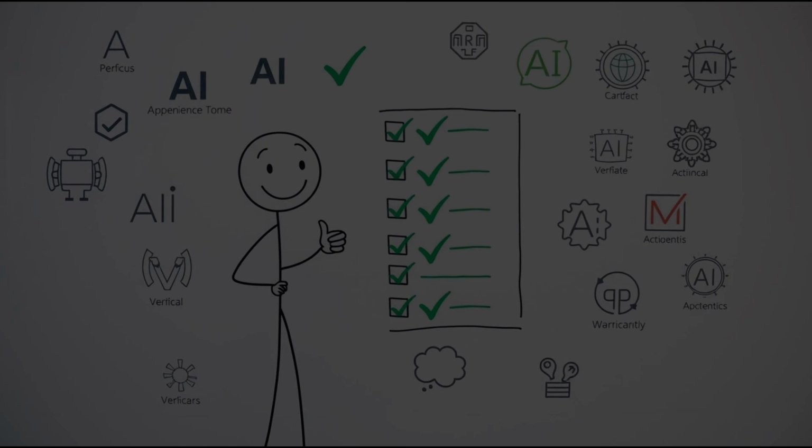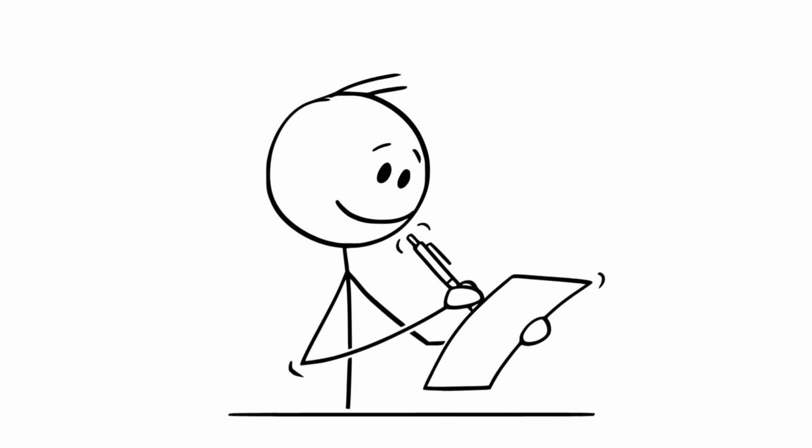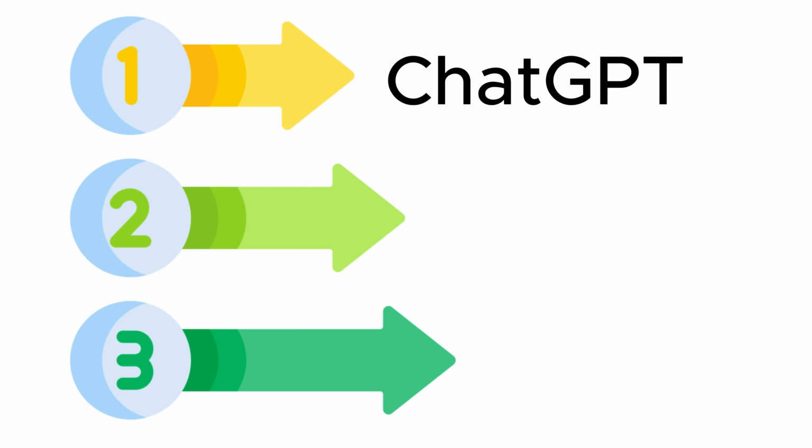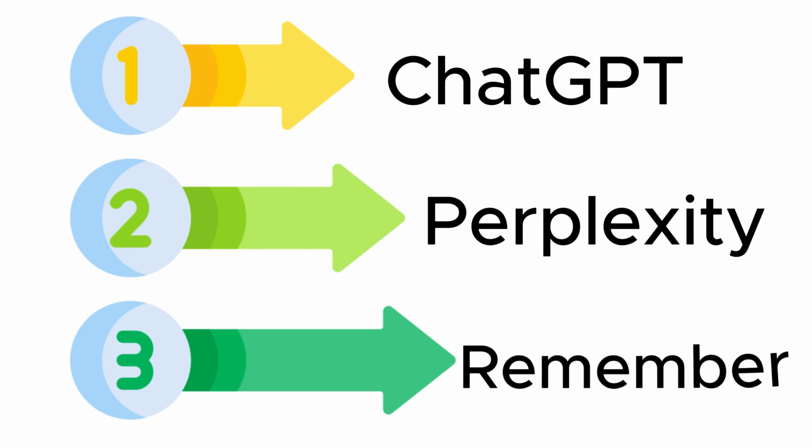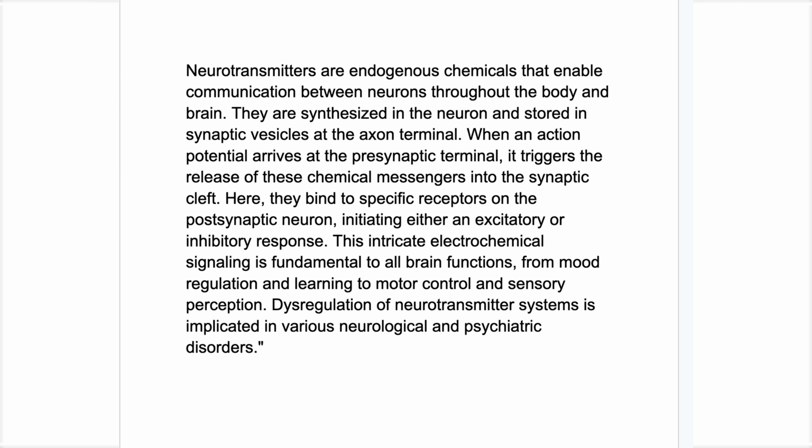That's why I made this 3-step system. It doesn't just check facts. It makes your learning much better. Here's how it works. Learn fast with ChatGPT. Check with Perplexity. Understand connections. Remember forever. Let me show you with brain chemicals from our last video.